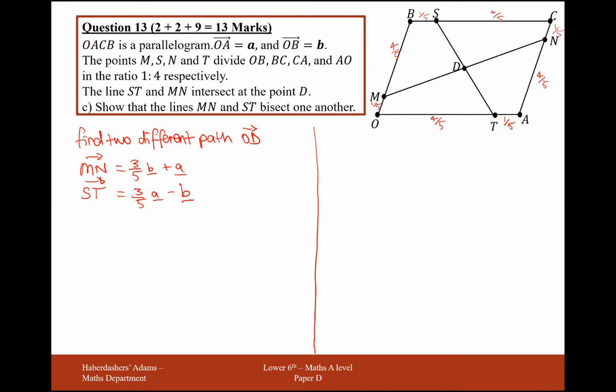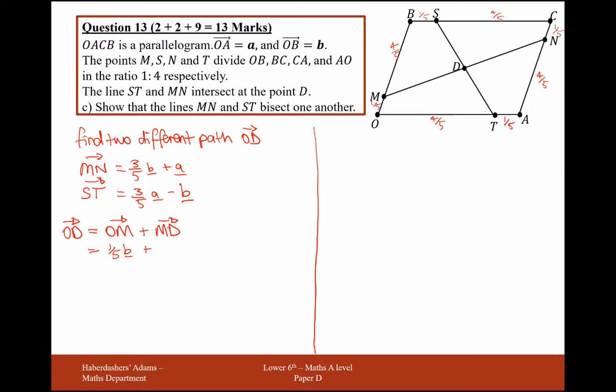Okay, so the first way I'm going to get to D is I'm going to go up to M and then M to D. So I'm going to split up my route from O to D in O to M as a vector, and then I'm going to get from M to D. Now the way that I get from O to M, that's just a 5th b.